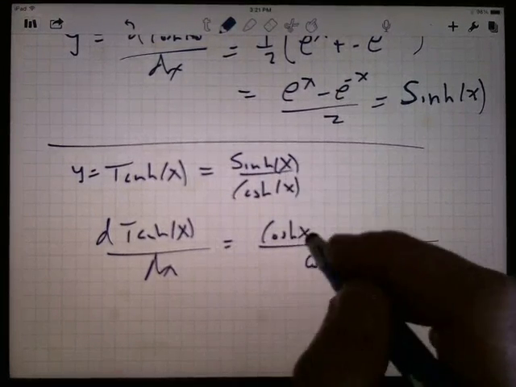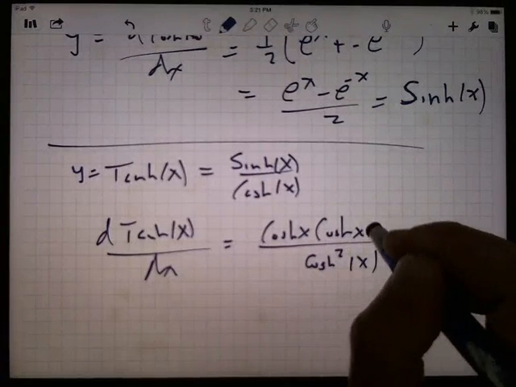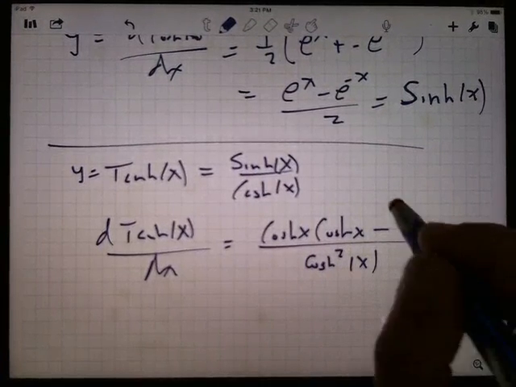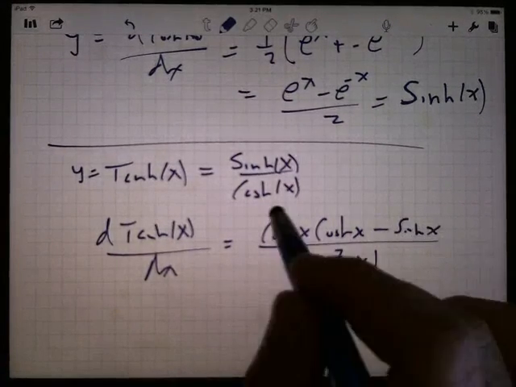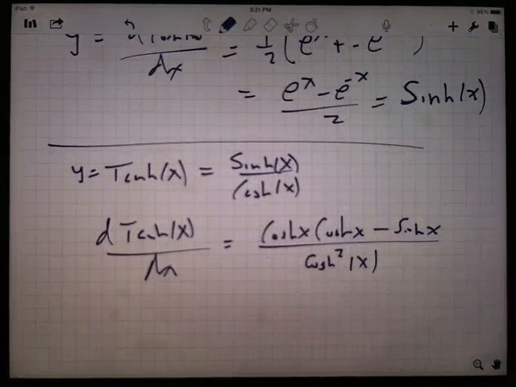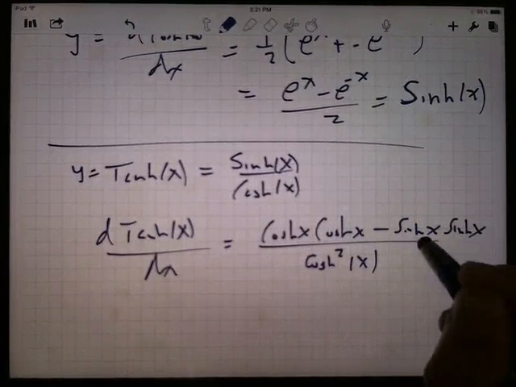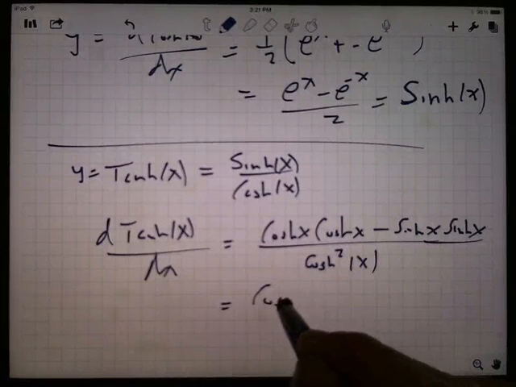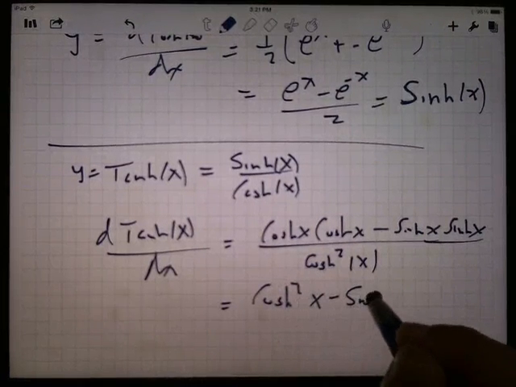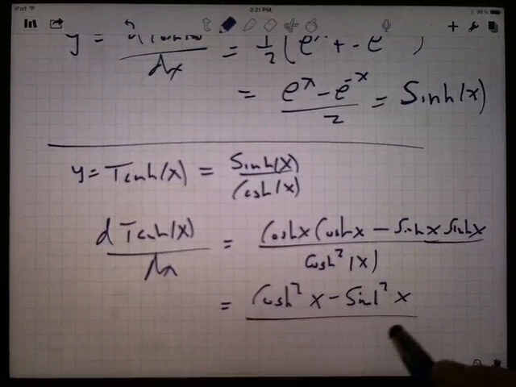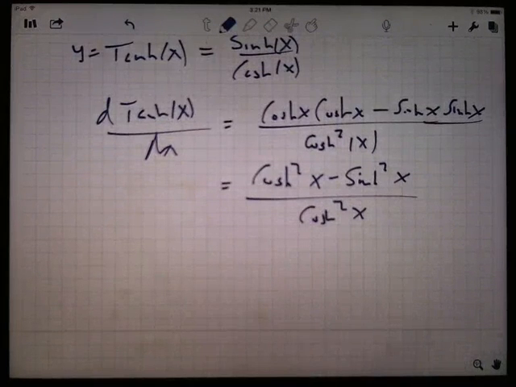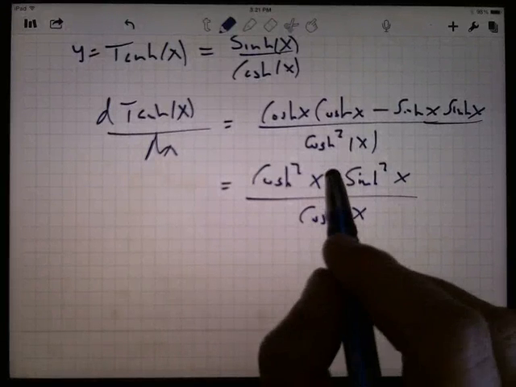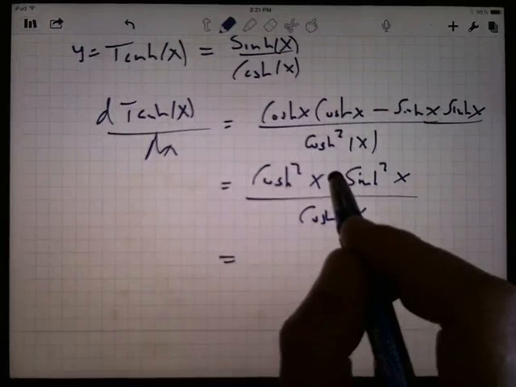Well, the derivative of the top we just figured out is also cosh x, minus the top, which is sinh x, times the derivative of the bottom. Well, the derivative of cosh x is sinh x. So what I end up with is cosh squared x minus sinh squared x all over cosh squared x. And that numerator is lovely because remember, cosh squared x minus sinh squared x is 1. For regular trig functions, you need a plus sign. For hyperbolic trig functions, there's a minus sign in between.